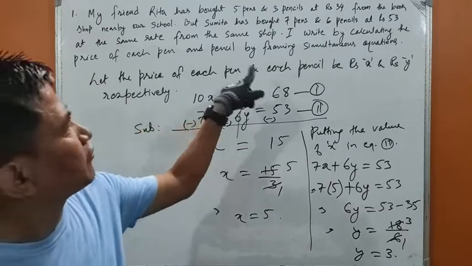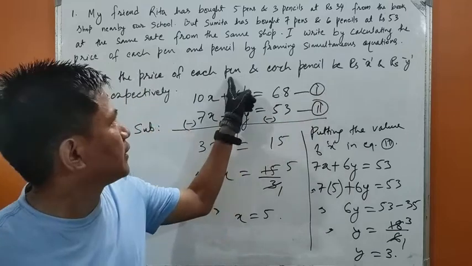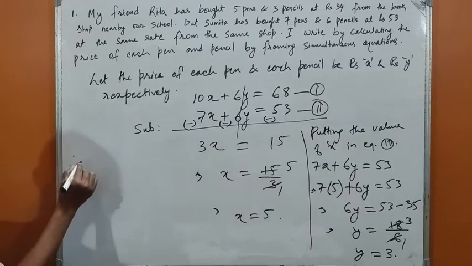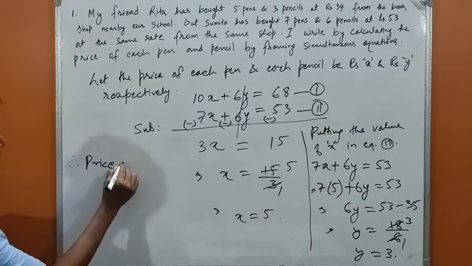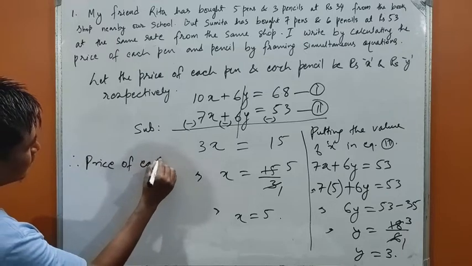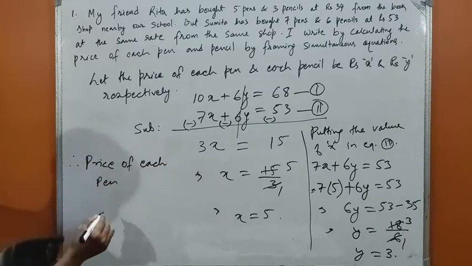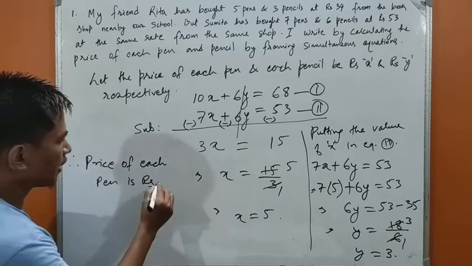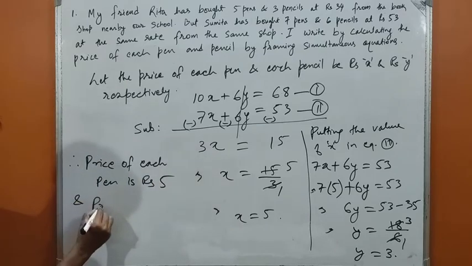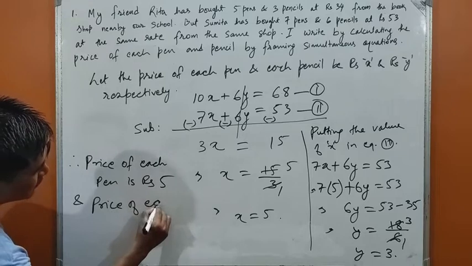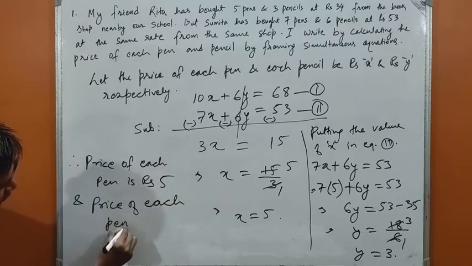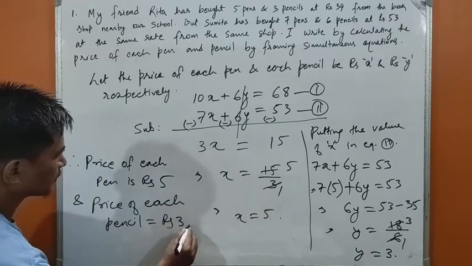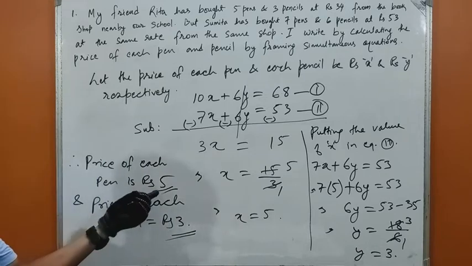So we had assumed the price of pen as x and the price of each pencil as y, isn't it? Therefore, let me write the answer here. Price of each pen. Each pen means single pen, okay? Price of one pen. Price of each pen is rupees x. X means rupees 5. And price of each pencil equals rupees y means 3, isn't it? Rupees 3. So the price of each pen and each pencil is rupees 5 and 3 respectively.